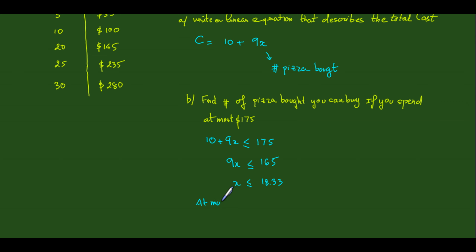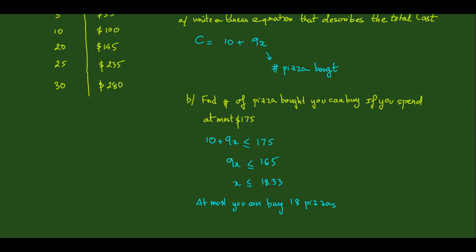Okay, at most you can buy 18 pizza only. I mean, this is 18.33, but we can round down, because 0.33 pizza is kind of a little small slice, so I don't really care too much about this. If it is like 18.85, then I'm gonna round up to 19, but it's 18.33, so I'm gonna round down. Okay, so at most you can buy 18 pizza only.